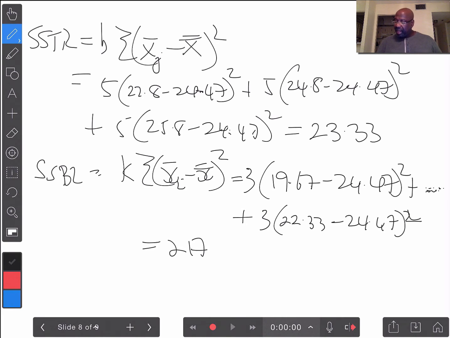So now the last thing that we need is the total sum of squares, SST.